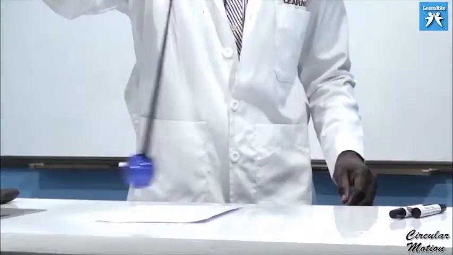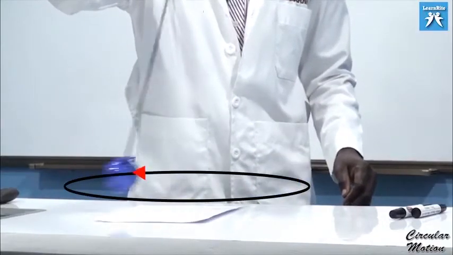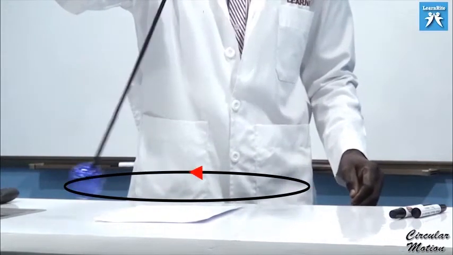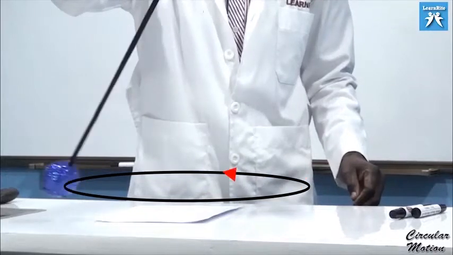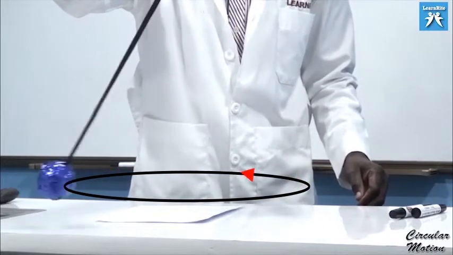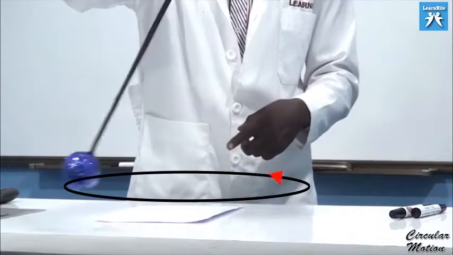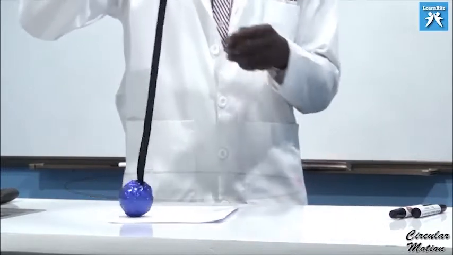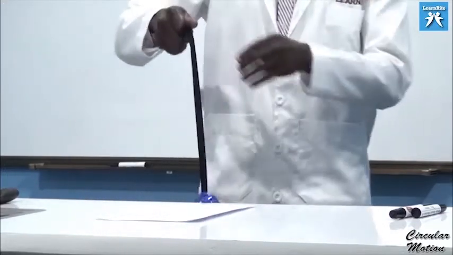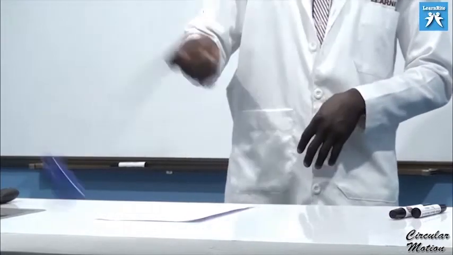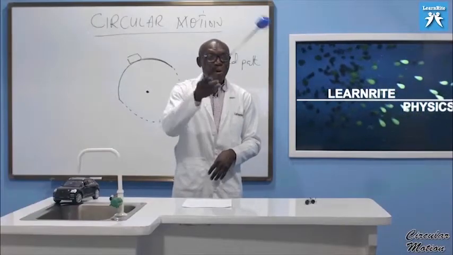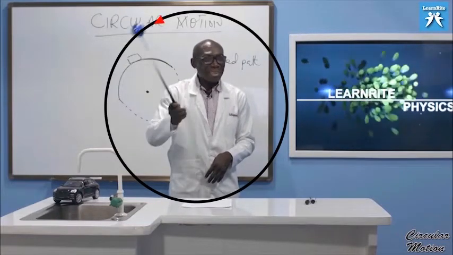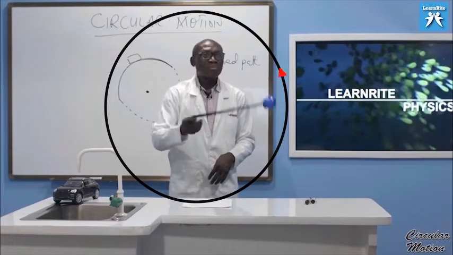Do you see what is happening? The bulb, which is hanging on the rope, is going along a circle. And therefore we can say this bulb is performing a circular motion. What about this? Again, the bulb is performing circular motion.